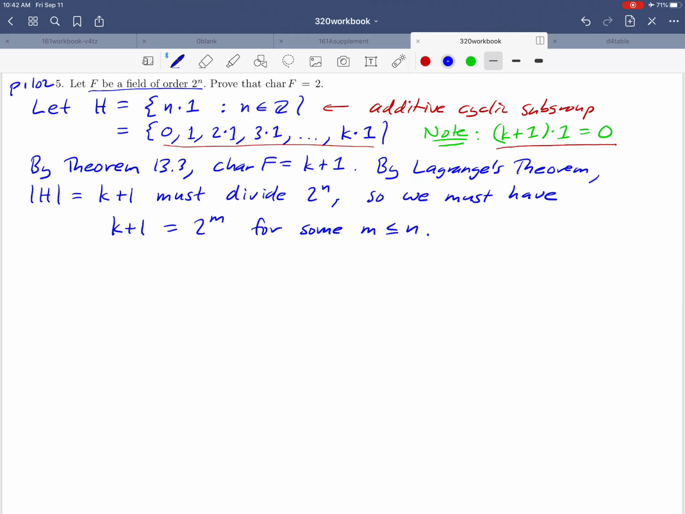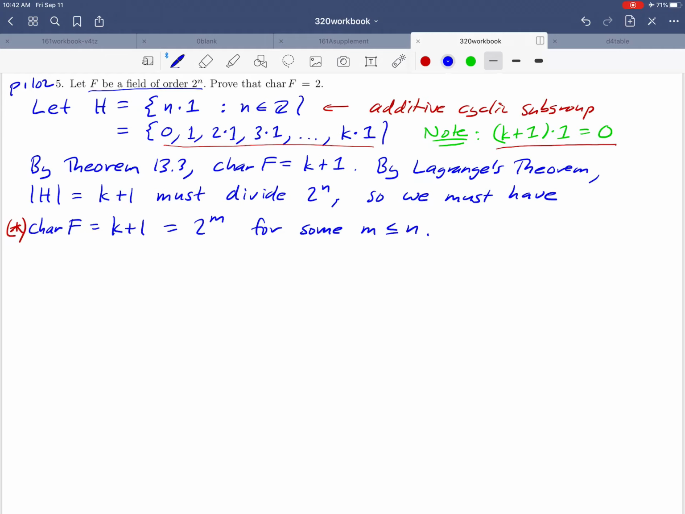Okay, I'm going to emphasize where that k plus 1 came from. That was the characteristic of f. Let's add that to that statement. This is a very important observation that we're going to use a couple of times, so I'm going to label it star.